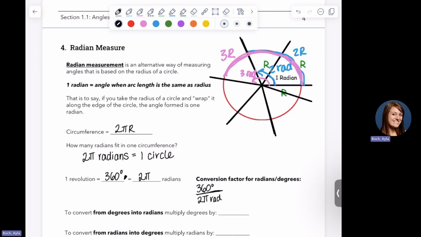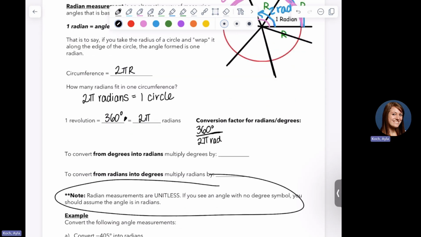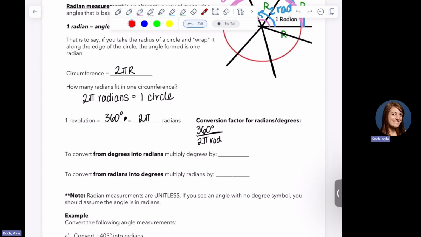They're unitless measures, so we typically don't write rad there. There's a note down here: they are unitless, we typically don't write rad. If you don't see any degree symbol, we assume that angles are written in radians. If there's a degree symbol, then the angle is in degrees. If there's not, then it's in radians. So 360 degrees is the same as 2 pi radians.